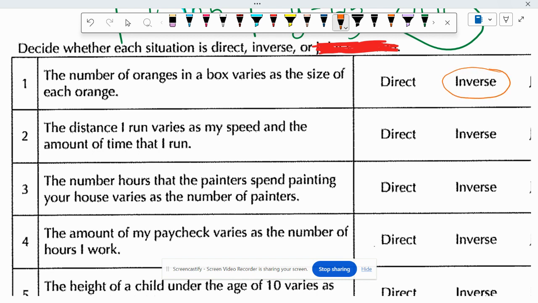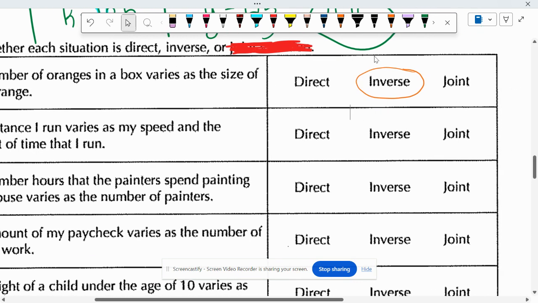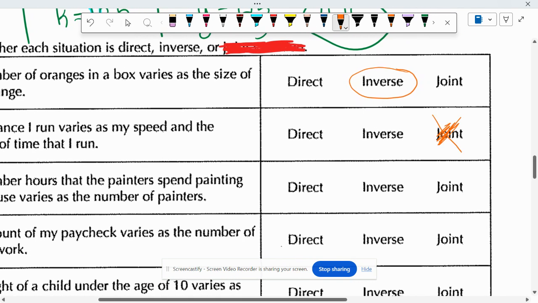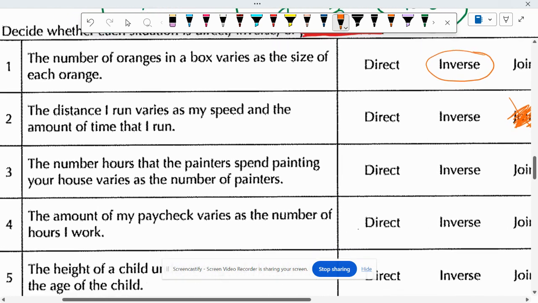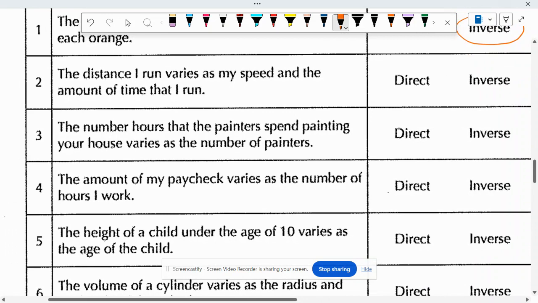Okay. The distance that I run varies as my speed and the amount of time that I run. Do you guys see how this has two variables? It's your distance is varied on your speed and the amount of time. Yeah, this is a joint. I don't think that says that on your filled in notes, but I think it says this is joint variation. You have two variables. So you guys don't have to know anything like that. So this is like a skip.